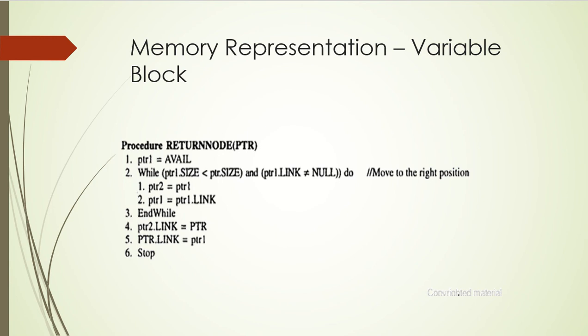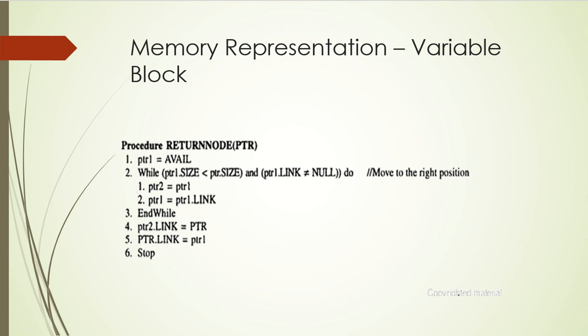So what you are going to do, while PTR1 size, PTR1 is the traversing variable of the memory bank. PTR is the node that was just deleted or deallocated. So PTR1 size, you are going to compare between these two. Whenever PTR1 size is lesser than that of PTR size, you are going to traverse through the list.